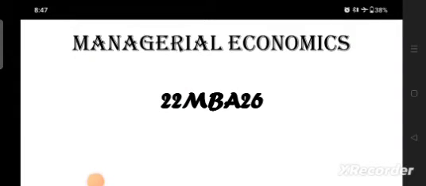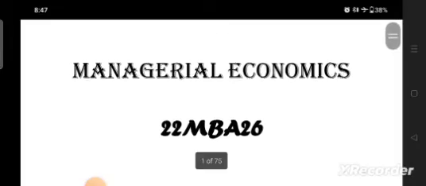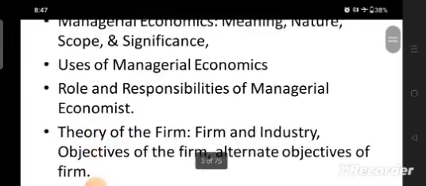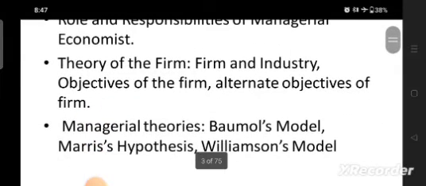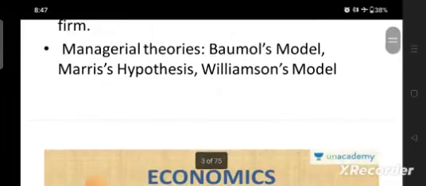Today I'm going to explain the topics in managerial economics. These are the topics you are going to study in managerial economics: meaning, nature, scope and significance, use of managerial economics, roles and responsibilities of a managerial economist, theory of the firm and industry, objectives of the firm and alternate objectives of the firm, and managerial theories. These are the topics you are going to study.